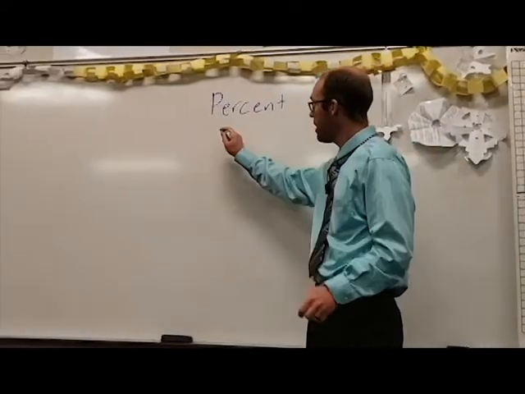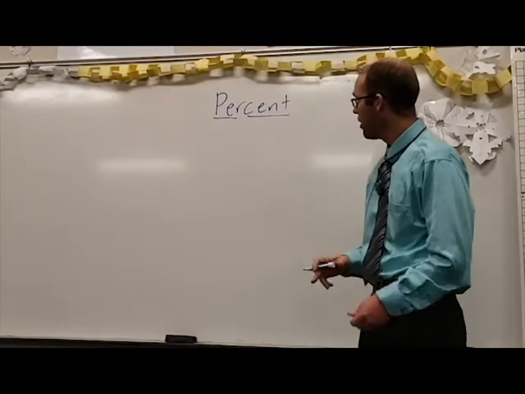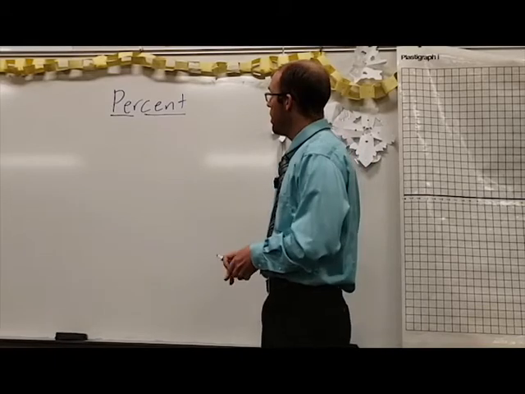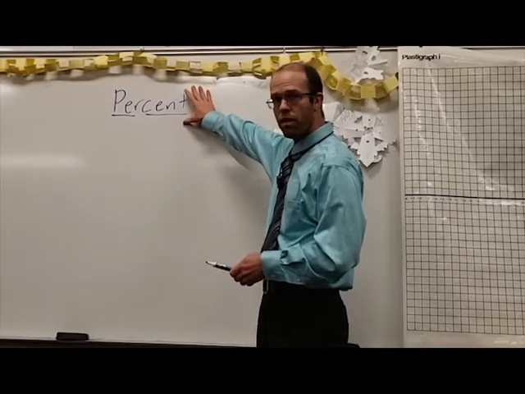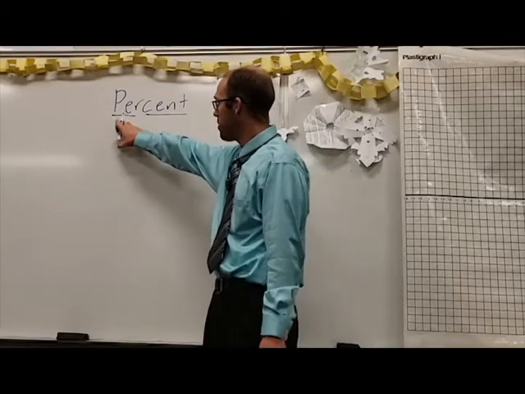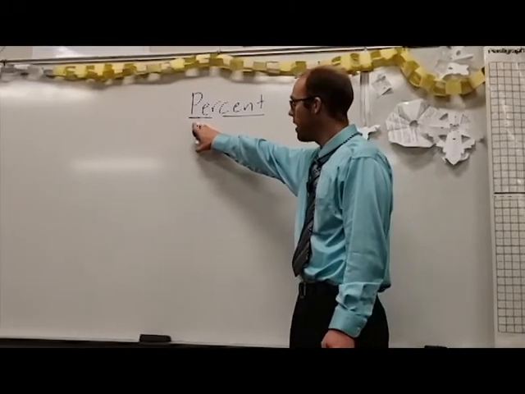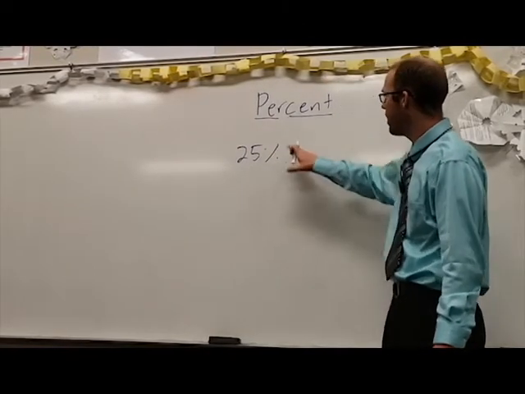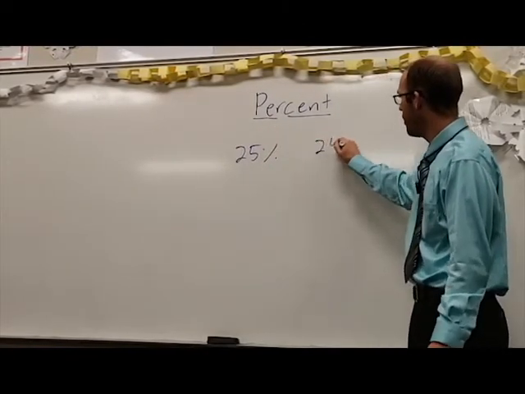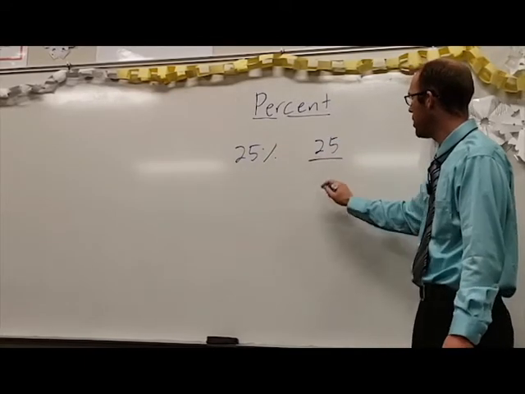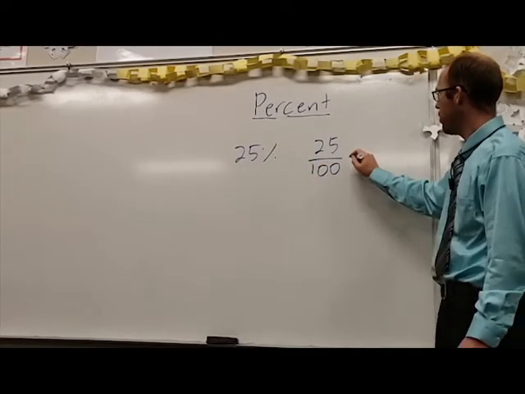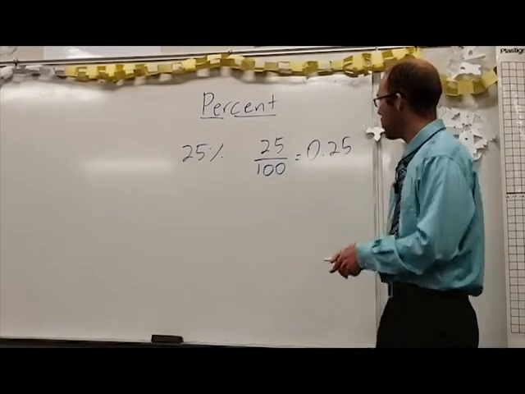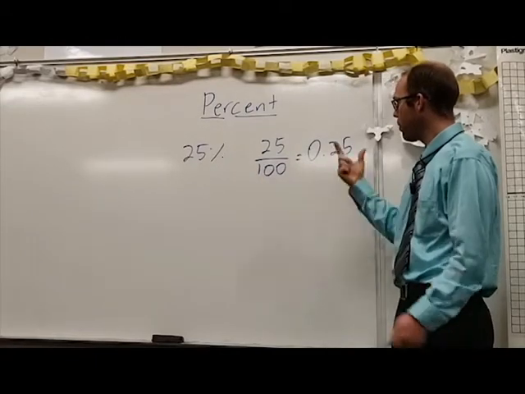Percent literally means out of 100. There are 100 cents in a dollar, 100 centimeters in a meter, 100 years in a century. That cent stands for 100. Per mathematically means division, and so if we take a percent, let's say 25%, that means that it is 25 per or out of or division 100. If we do 25 divided by 100, we get 0.25. So 25% written as a decimal is 0.25.